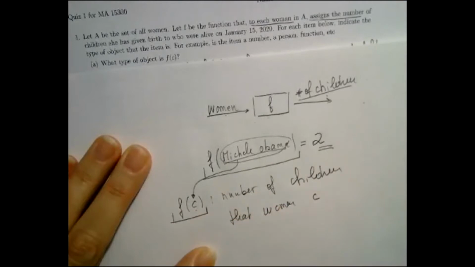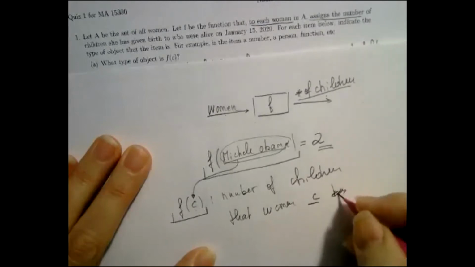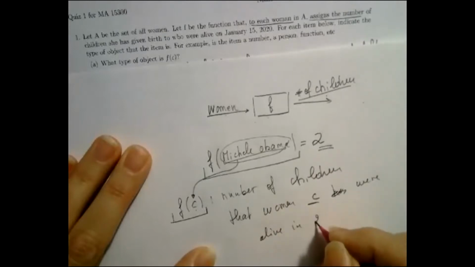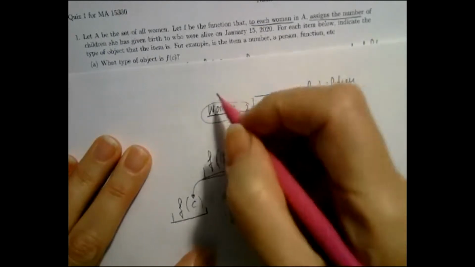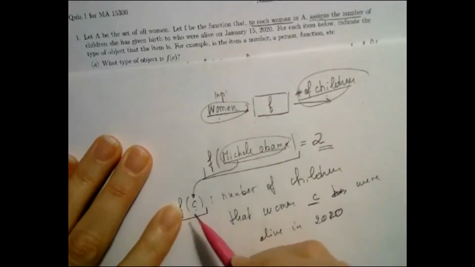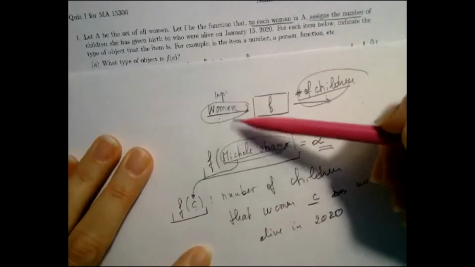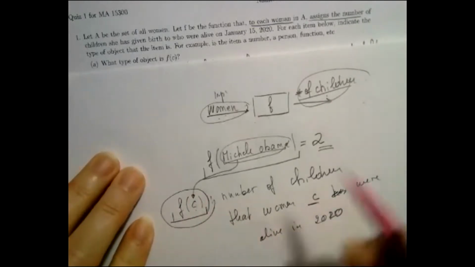So C is a symbol that represents any woman. And F of C is the number of children that this woman C had who were alive in 2015 or whatever, 2020. Okay, that's really the idea here. So this is the input and this is the output. And C is a symbol. So if I'm describing the function, I cannot tell you what F does for every woman. So we use symbolism. So F of C, that's really the number.